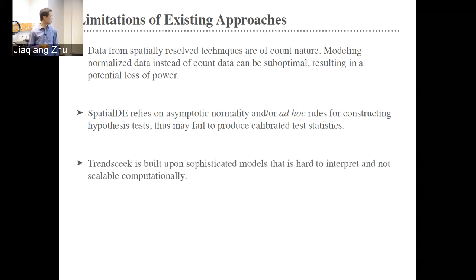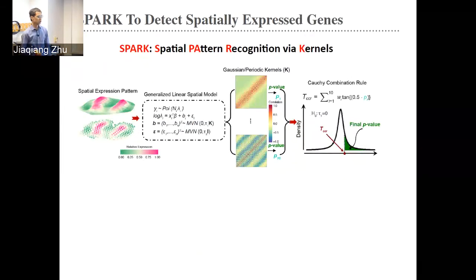And on the other hand, ChAdSeq is built upon sophisticated models that are harder to interpret. And also it relies on permutation to get the p-values. When the sample size is large, it's not computationally scalable. So we develop a new, okay.